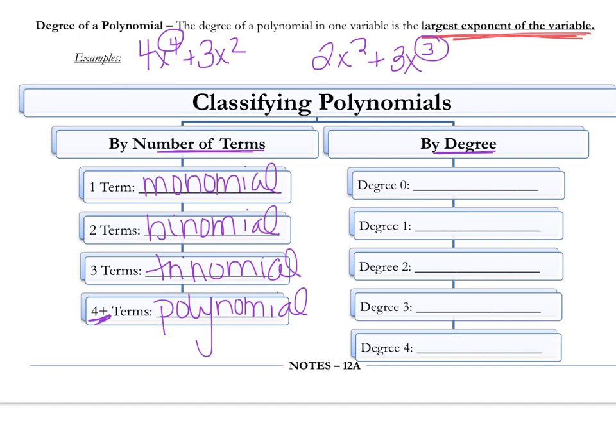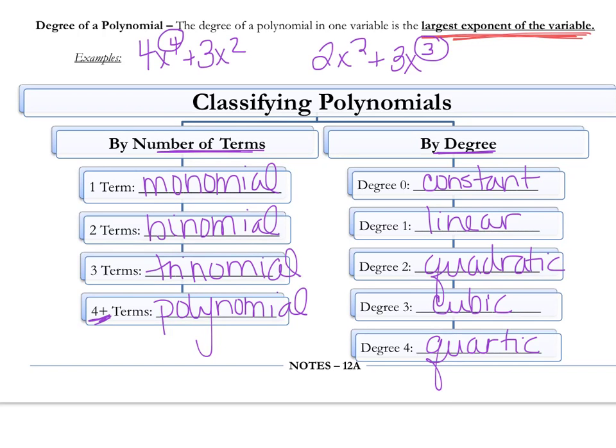Classifying by the degree: degree 0 is a constant. Degree 1 is linear. Degree 2 is quadratic. Degree 3 is cubic. Degree 4 is quartic. Anything after degree 4, we would just say the 5th degree of something or the 100th degree of something. So for the first 5 numbers we have special names, but after that we just name it by its degree.